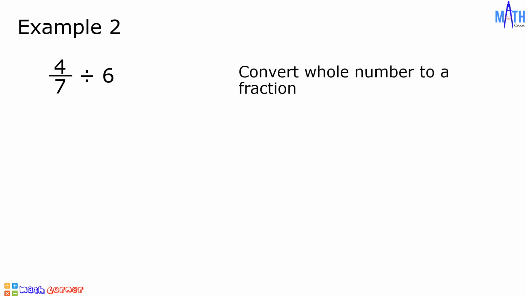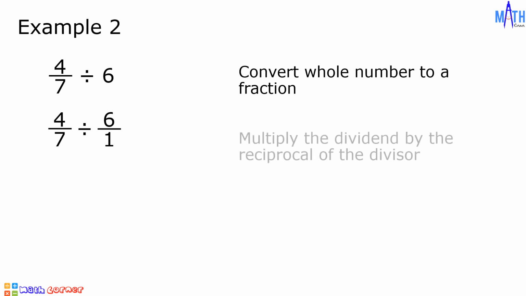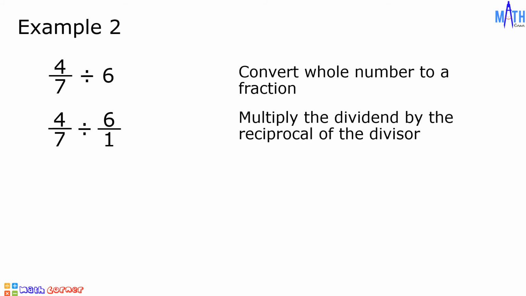Example number 2, 4 over 7 divided by 6. Again, let us convert whole number to a fraction by writing 1 as the denominator. 4 over 7 divided by 6 over 1. Let us multiply the dividend by the reciprocal of the divisor. We have 4 over 7 multiplied by 1 over 6.